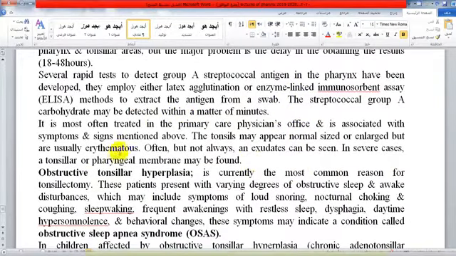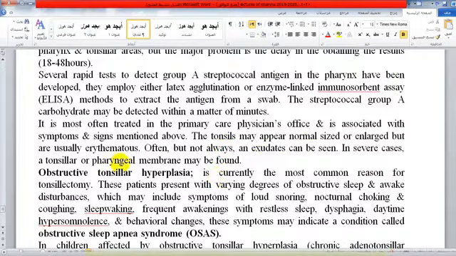It is most often treated in the primary care physician's office and is associated with symptoms and signs mentioned above. The tonsils may appear normal sized or enlarged, but are usually erythematous. Often, but not always, an exudate can be seen. In severe cases, a tonsillar or pharyngeal membrane may be found, and this must be differentiated from other problems like infectious mononucleosis by doing a white blood cell differential count, or a Paul-Bunnell panel or monospot test.